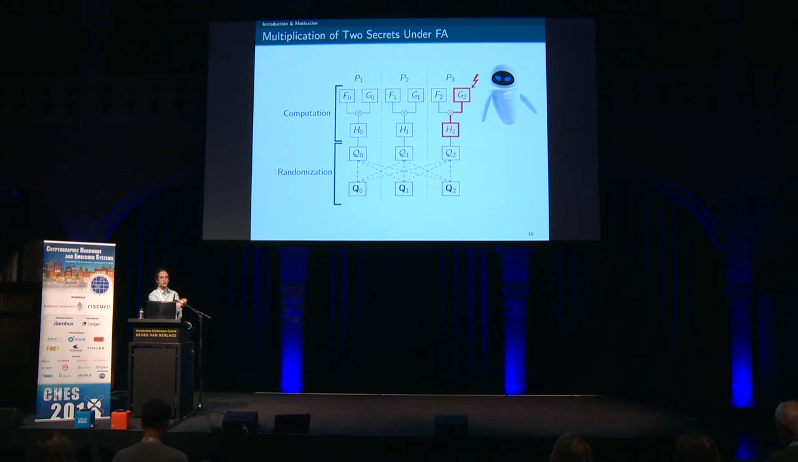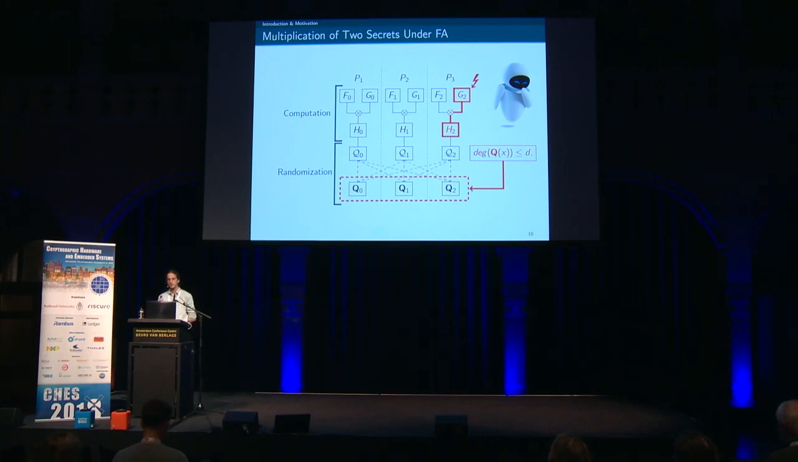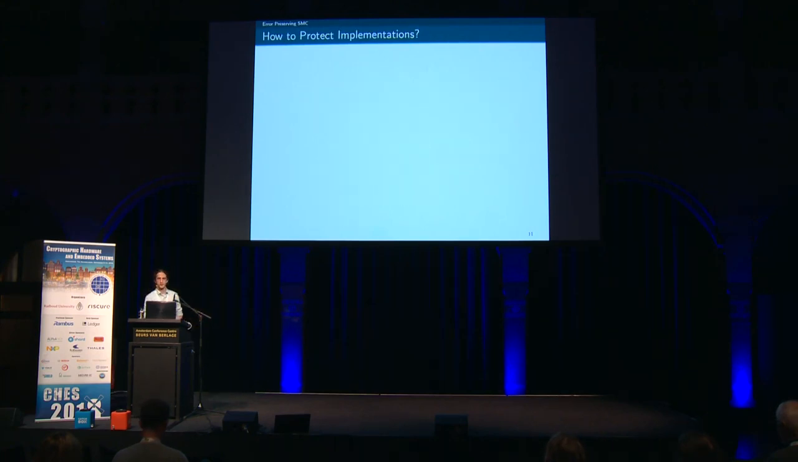And since the QIs are just random degree D polynomials, what happens is when we try to interpolate this polynomial, the output is always degree less than D. So that's why the error propagates until the first step, and then the second step is always a valid degree D polynomial. So we need to find a way to protect the implementations.